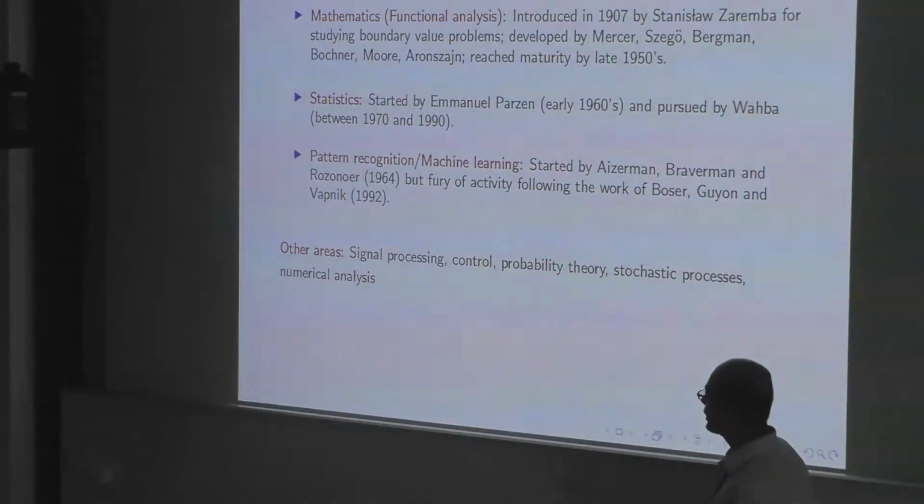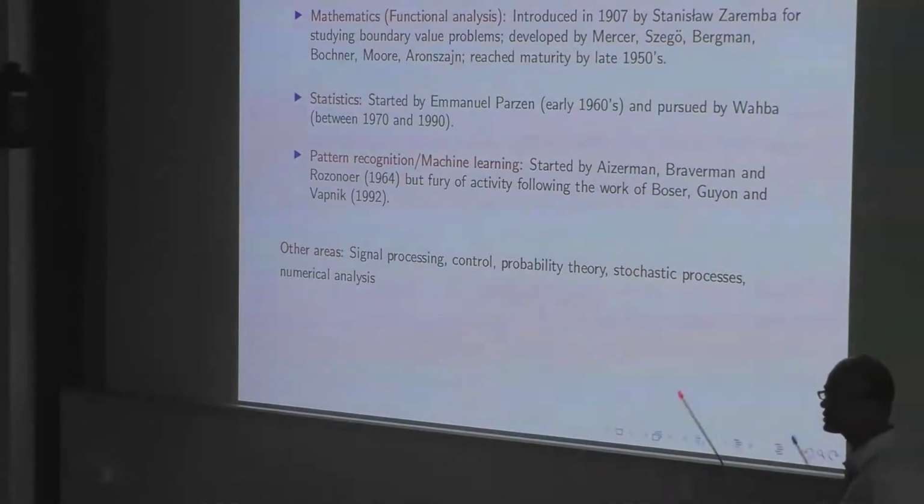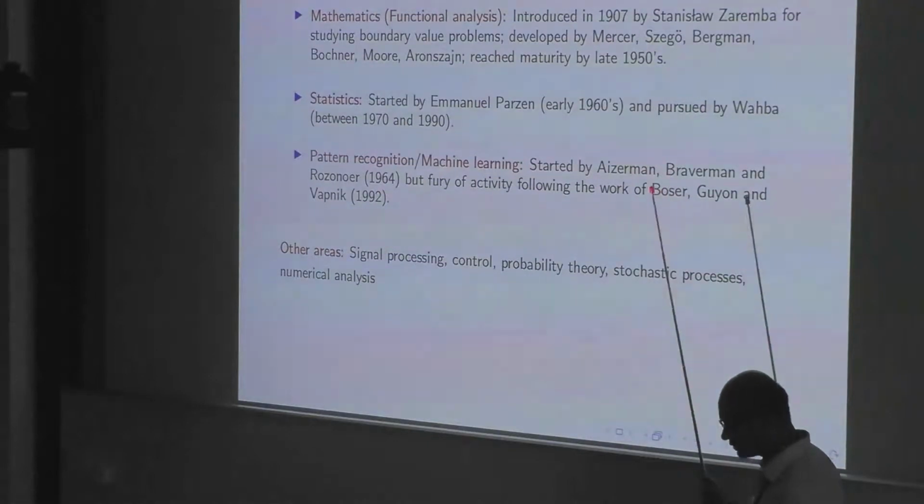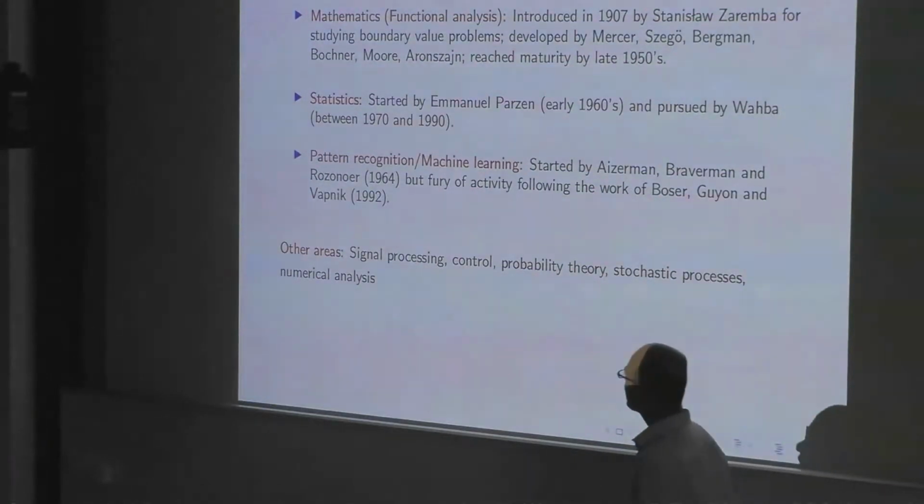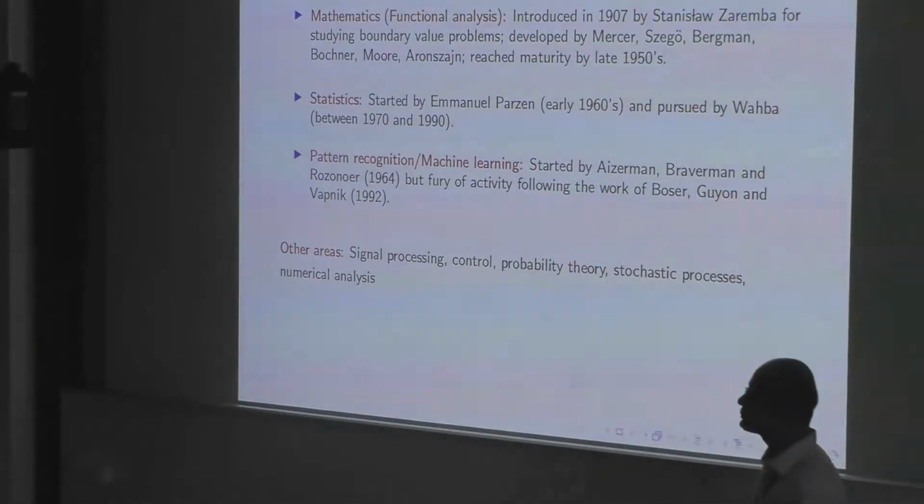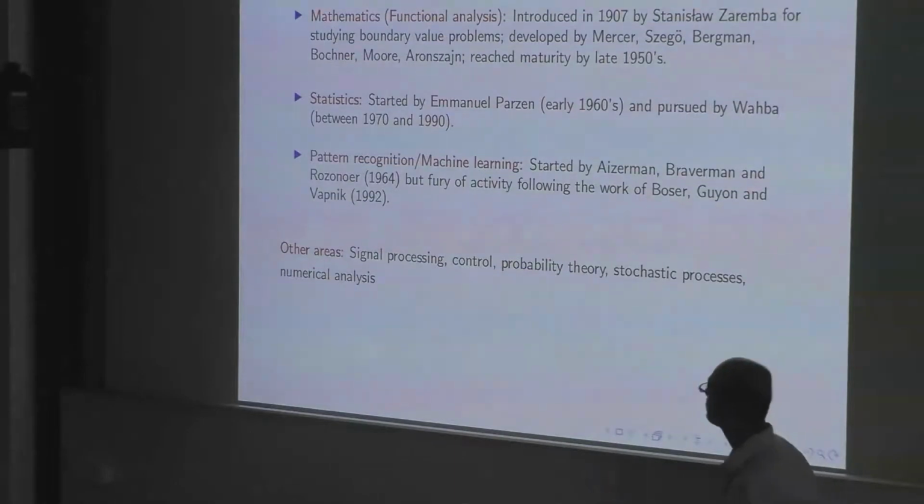Okay, there are also other areas where kernel methods have been used, like signal processing and control. There's the French school around the 70s and 80s. They have done a lot of work using the RKHSs in probability theory, stochastic processes, and so on and so forth. But the main contribution of the machine learning or pattern recognition community to these kernel methods is the feature space point of view. Most of these communities have worked with the function space point of view, but the feature space is somehow pushed by the machine learning community.